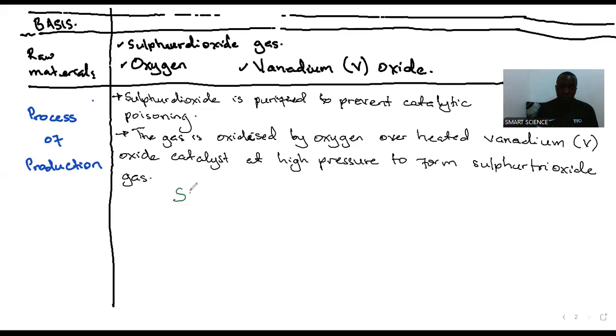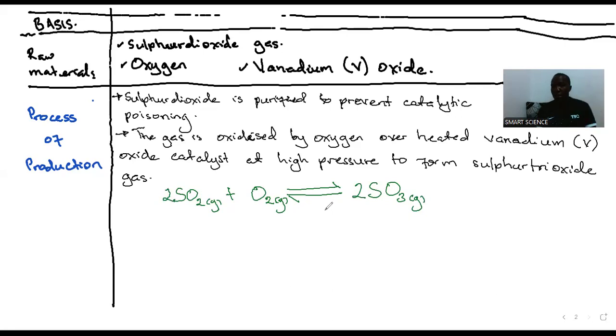So here, sulfur dioxide, which is a gas, is going to be oxidized by oxygen, which is also equally a gas, in a reversible reaction to form sulfur trioxide, which is also a gas. And all equations should be balanced in order to qualify for scores.